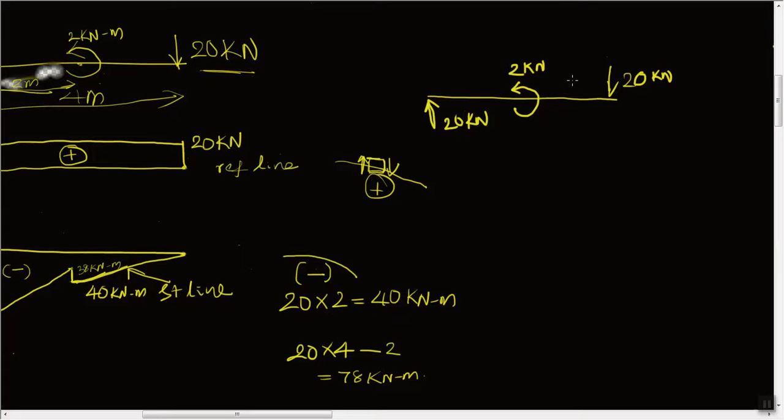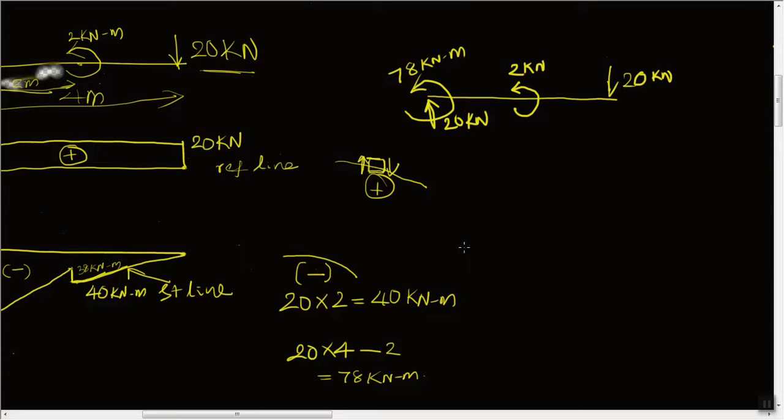So the dominant moment is the clockwise moment, that is 78 kilonewton meter. So to arrest that moment, we are adding one more counterclockwise moment of the same magnitude, that is 78 kilonewton meter. This is the free body diagram for this loading diagram.